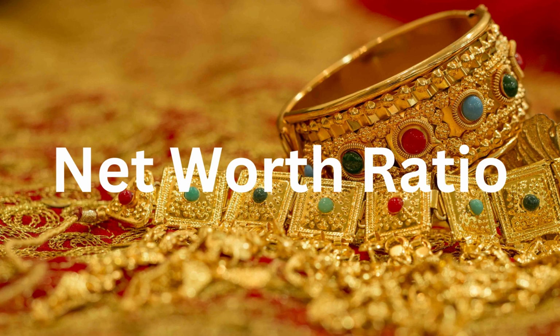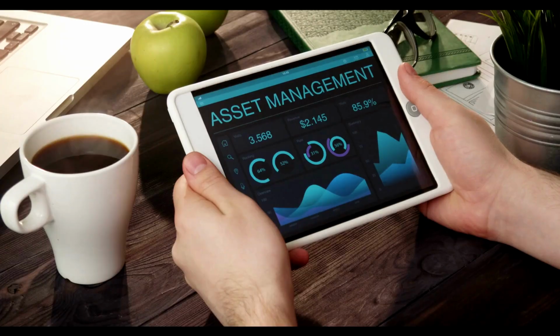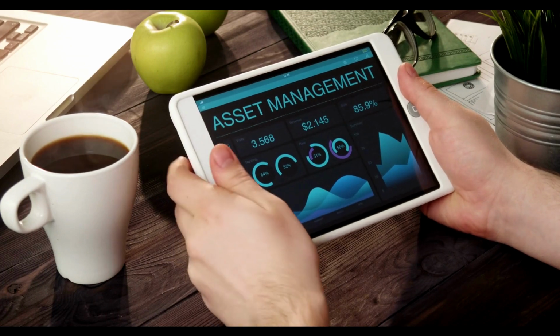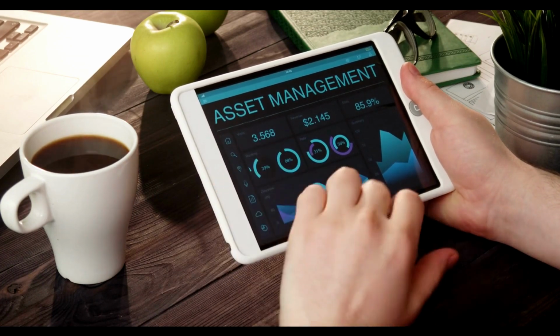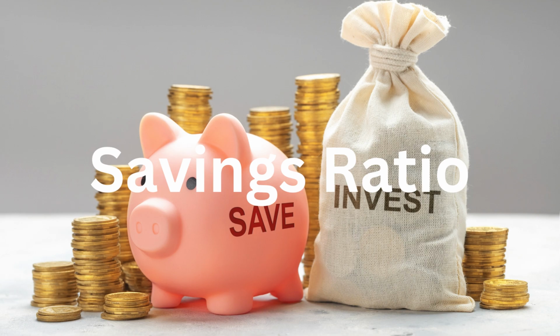Net worth ratio. Personal net worth is a measurement of an individual's total wealth. Your net worth ratio gives a little bit broader perspective than your debt to income ratio because it takes your total assets into account. It is calculated as the total value of all your assets minus the total value of all your liabilities.